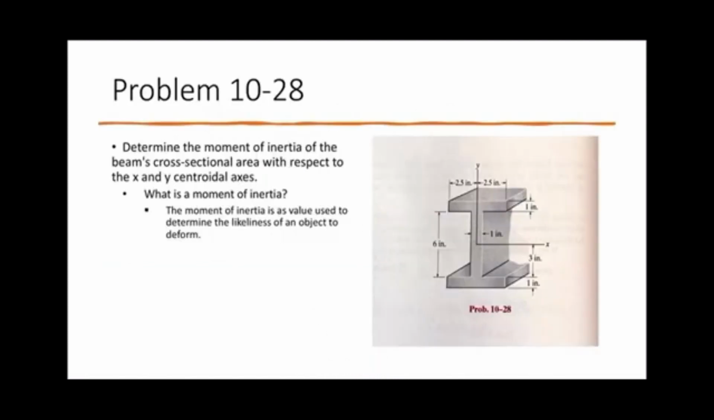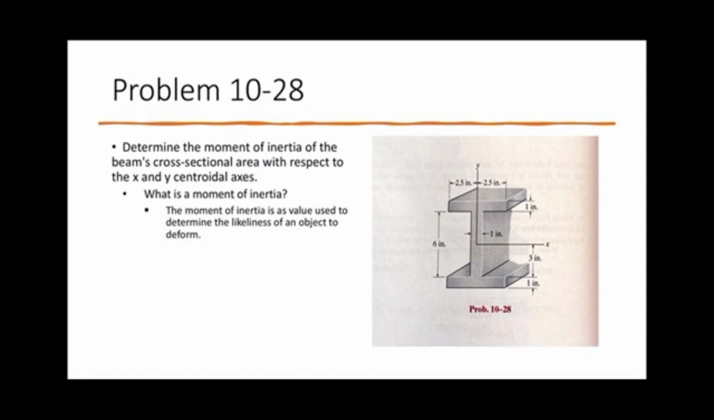Right, so getting on to problem 1028. Determine the moment of inertia of a beam's cross-sectional area with respect to the x and y centroidal axes. The first thing we should know is, what is moment of inertia? In my words, the moment of inertia is a value used to determine the likeliness of an object to deform.